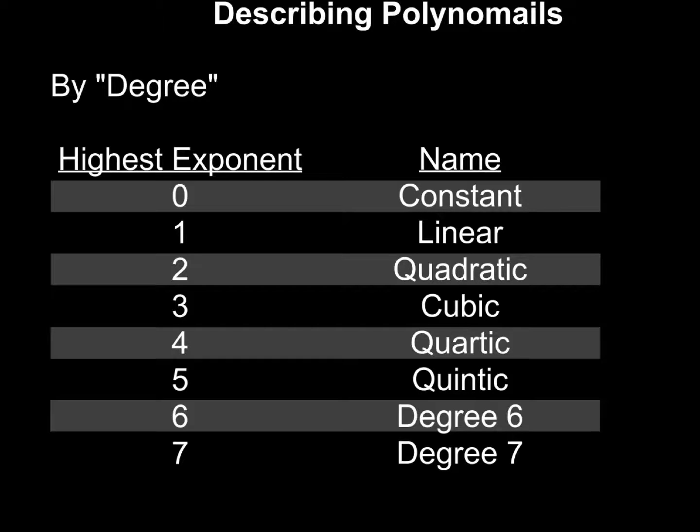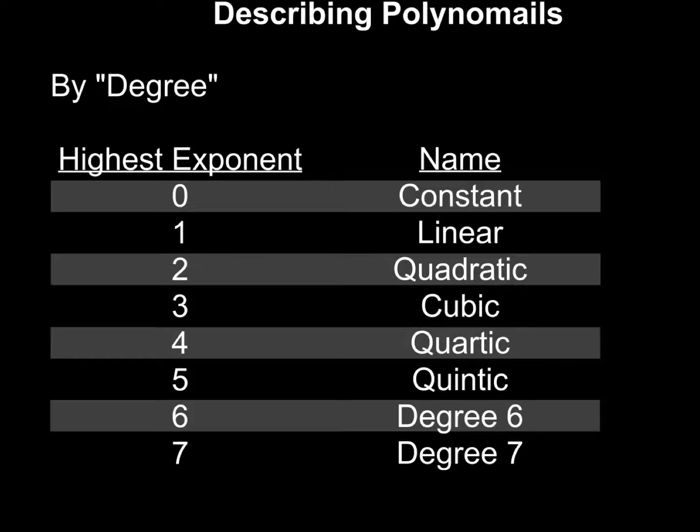So this is the information that you're going to need to have for the degree of the polynomial. You notice the highest exponent. If the highest exponent in a particular problem is 0, then we describe that as a constant. If the highest exponent on the variable is 1, then we describe that as linear. If the highest exponent is 2, we call that a quadratic, and so on and so forth.